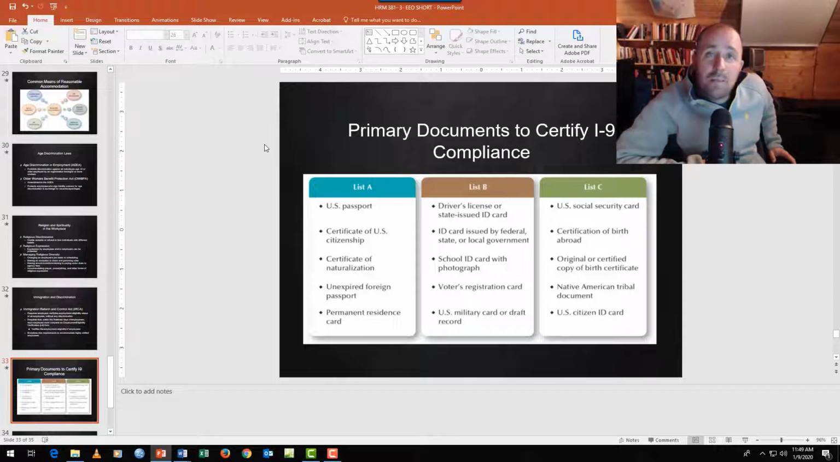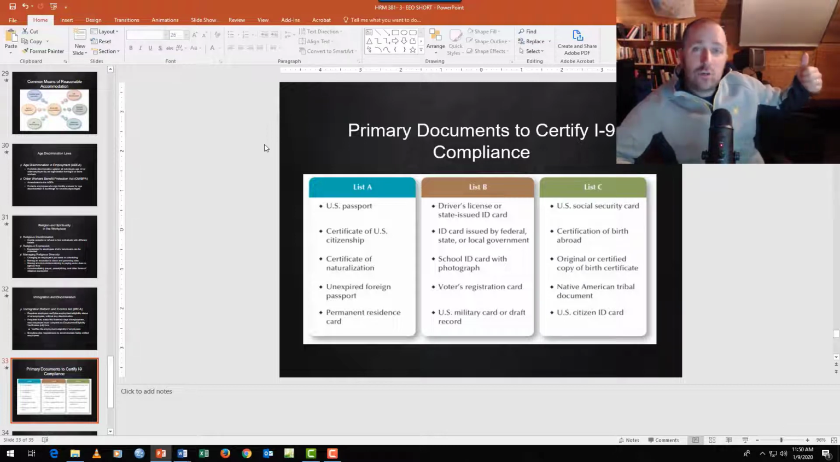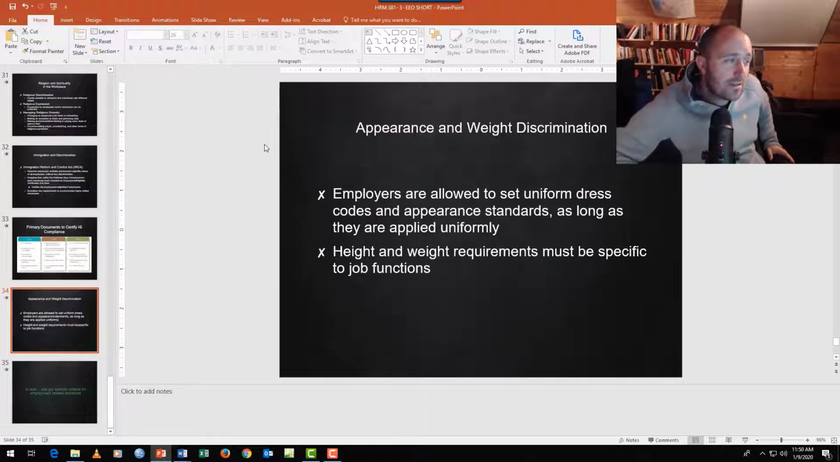But if someone makes a complaint or there's an audit, you need to be able to produce each of these I-9 forms and the appropriate documentation. This shows A, the person who you hired is actually the person you thought you were hiring. That's their identity. And then B, they're legally authorized to work in the United States.